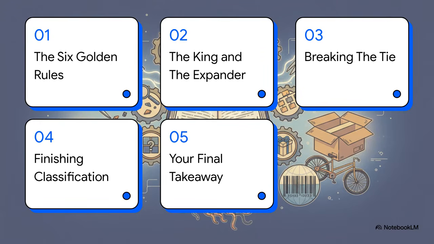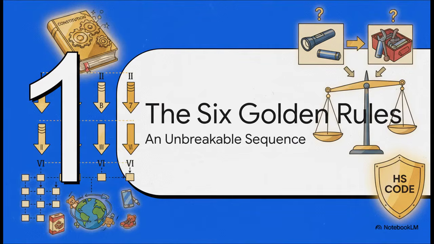Okay, here's our roadmap for today. We're going to tackle the classification problem, look at the 6 golden rules, meet the king and the expander, figure out how to break a tie, and then finish the classification. And of course, we'll wrap up with your final takeaway. All right, let's get right into it.